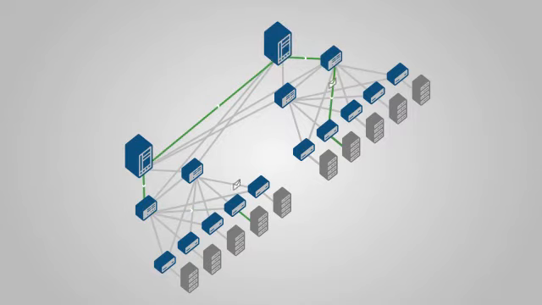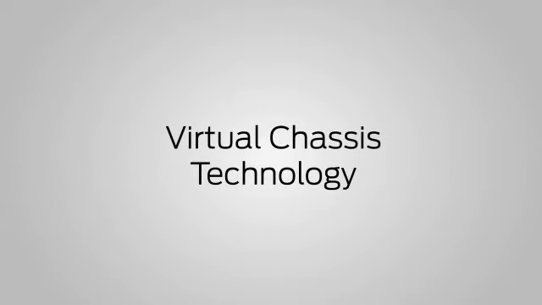The problem promises to get worse as server virtualization, storage and I/O convergence, and new application architectures place additional demands on the data center, requiring more devices that add complexity, cost, and risk. Juniper's virtual chassis technology helps reduce this network complexity and improve overall performance.